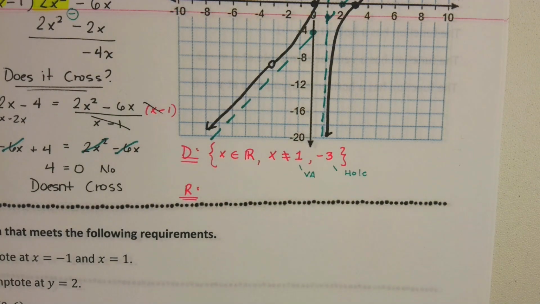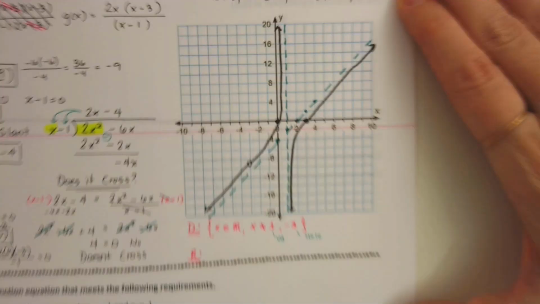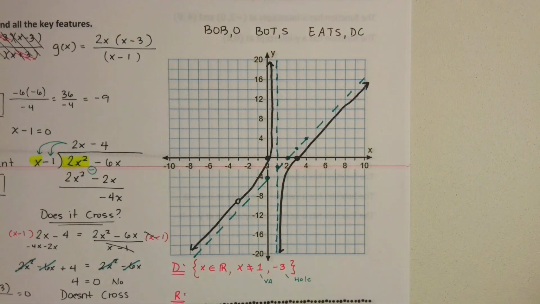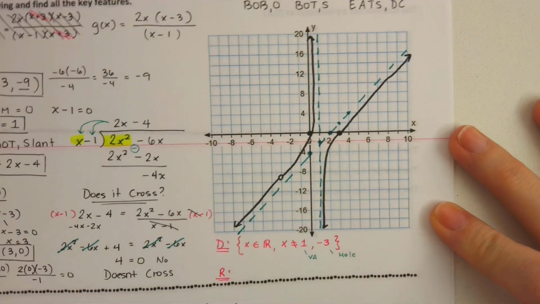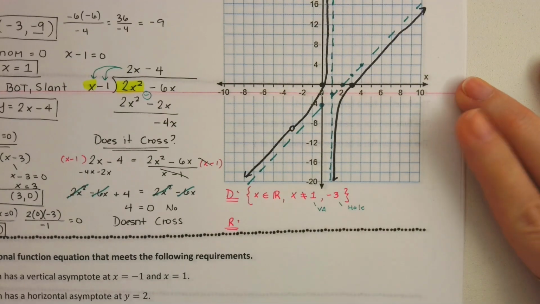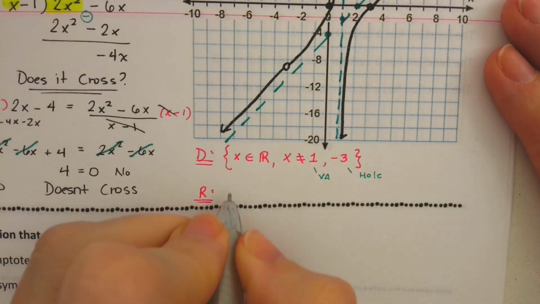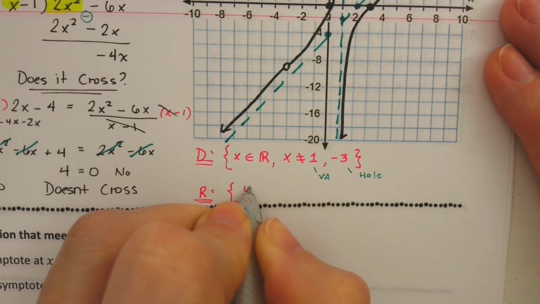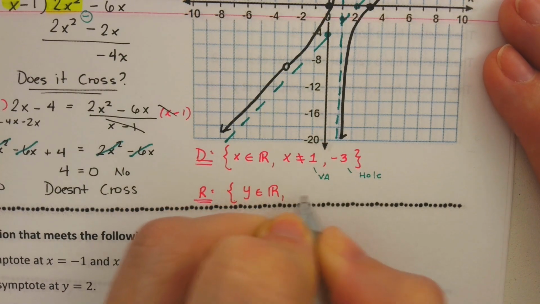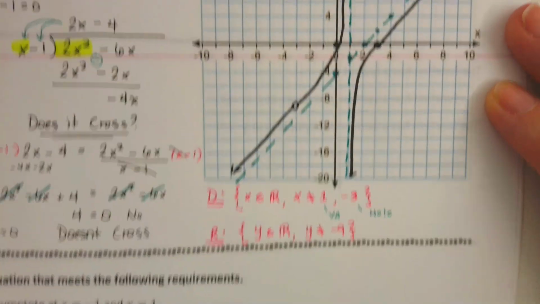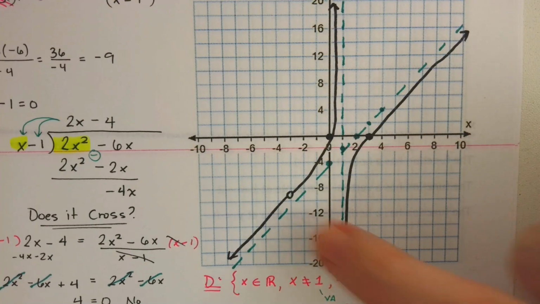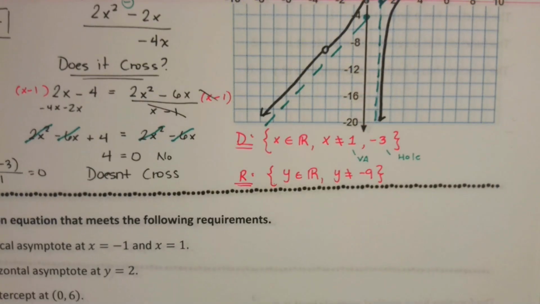And then range. So usually for a slanted one that's in kind of this wide open area, it looks like it goes up and down forever. So it looks like it would be all real numbers. Up forever, down forever. But we had that hole right here. So what would be our one number we're going to exclude from the range? Negative 9. Y is in the set of real numbers, but y is not negative 9. Every other y value does exist, because if we look at the branches, they go up and down forever, just not that one little hole value.